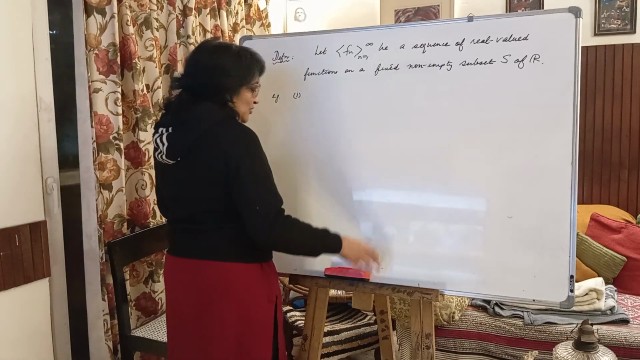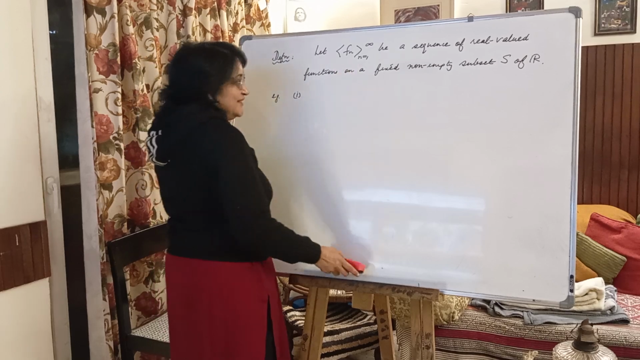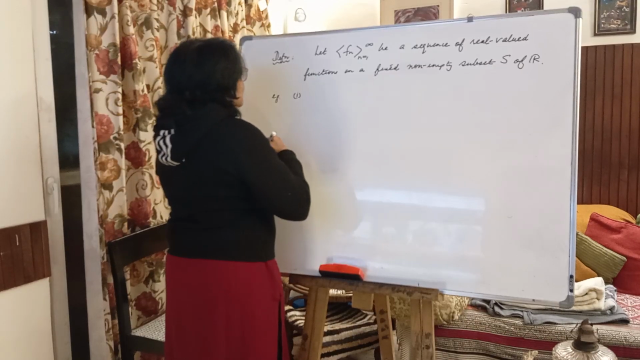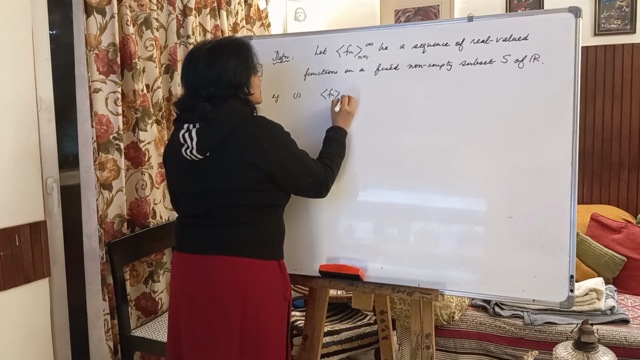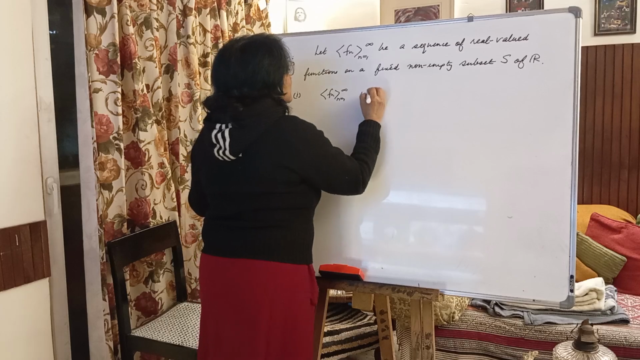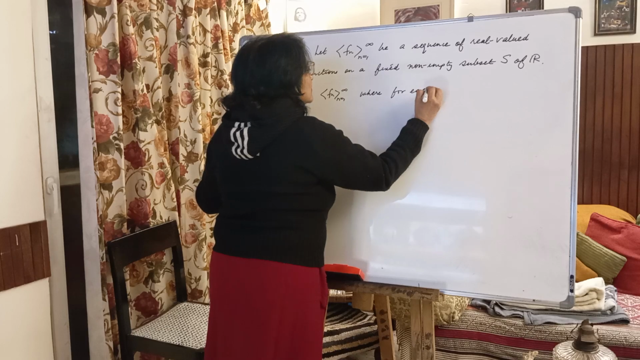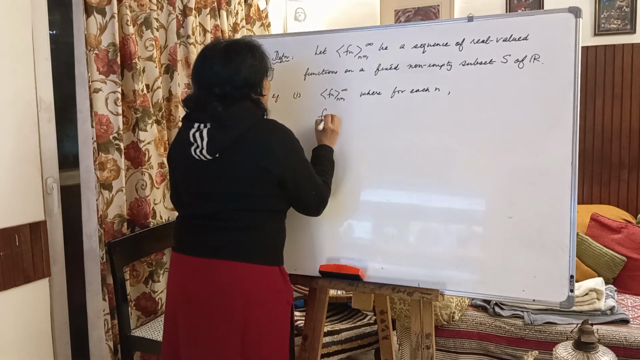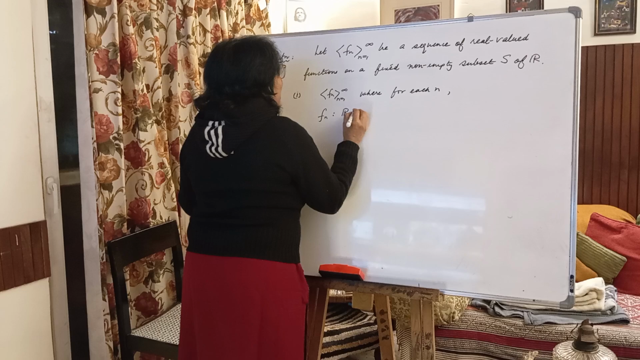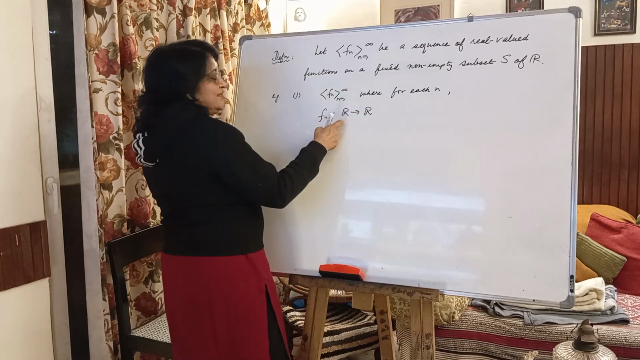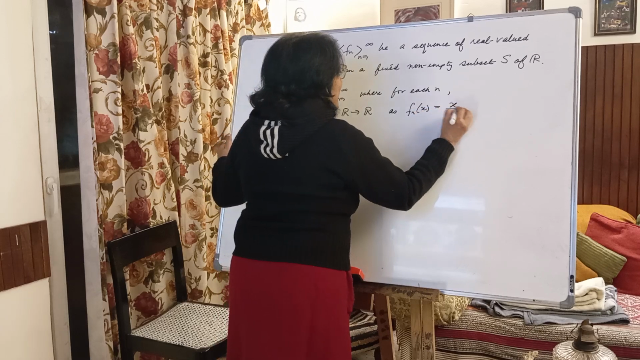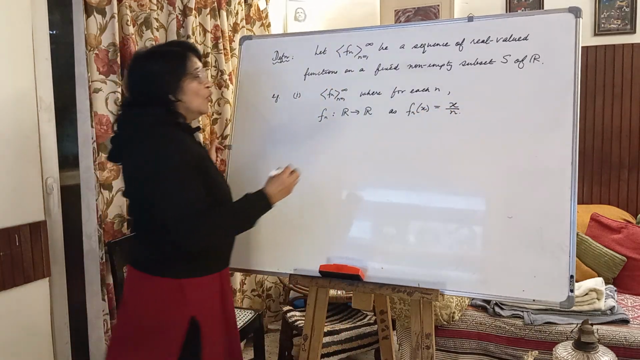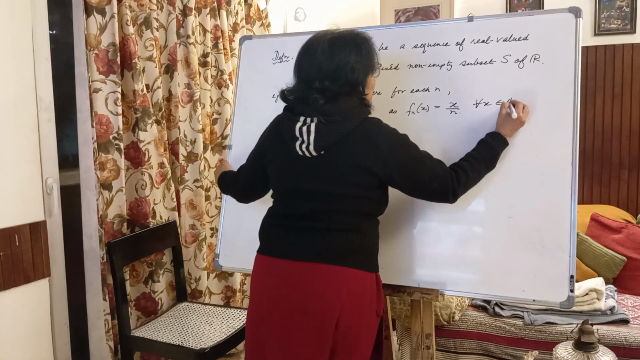For example, the definition isn't complete yet. I've just said let it be a sequence of functions. For example, consider Fn where for each n, Fn maps R to R. So here I am taking S equal to R, as Fn of x is x by n for all x belonging to R.